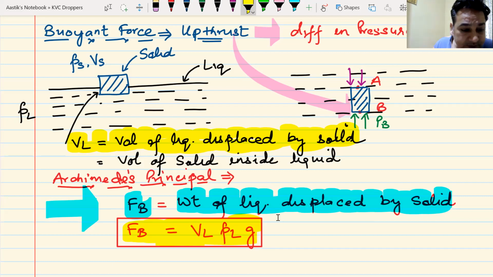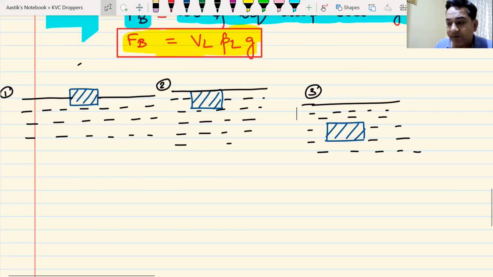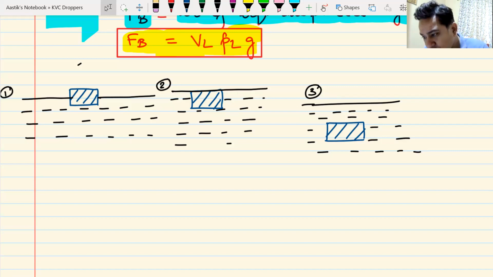I hope you have written this. Let us move ahead. I have now drawn 3 cases here. Can you see the 3 cases? Case number 1, as you can see, the body is floating. Case number 2, the body is still floating. In case number 3, the body is sinking.